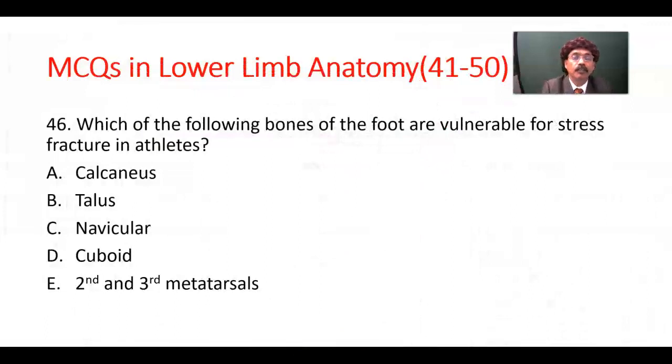Question number 46. Which of the following bones of the foot are vulnerable for stress fracture in athletes? Also called march fracture. Calcaneus, talus, navicular, cuboid, second and third metatarsals. Which bone of the foot is vulnerable for stress fracture in athletes or any other people who are walking short without any preparation for a long time?